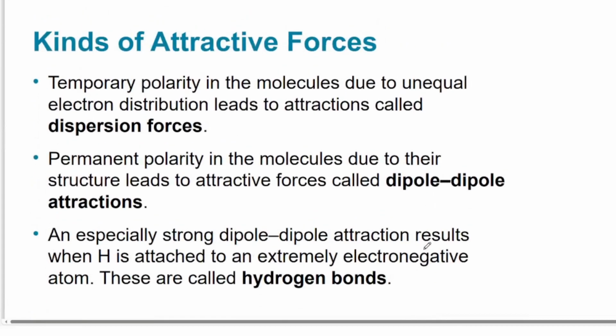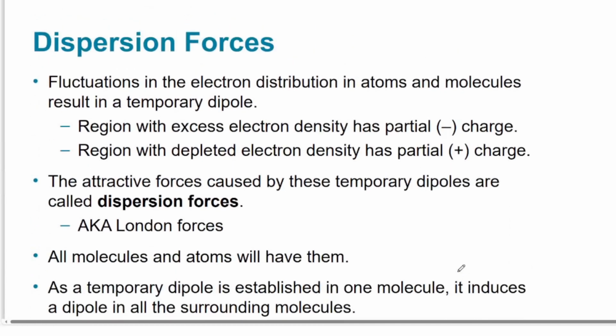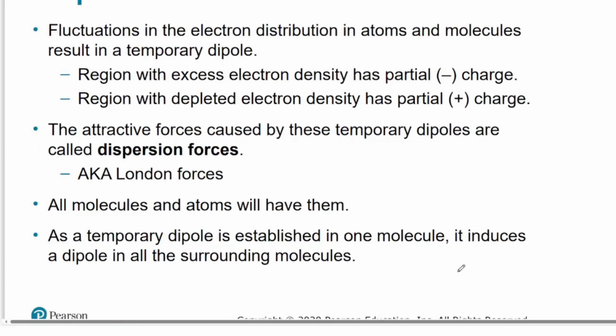All right, so we have several different types. We're going to look at this in a chart in a few minutes. We have a type called London dispersion forces, dipole-dipole interactions, and hydrogen bonding. We also have ion-dipole interactions and ionic bonding that exists in molecules. First, we'll talk about London dispersion forces.